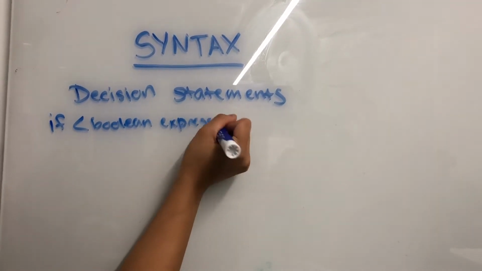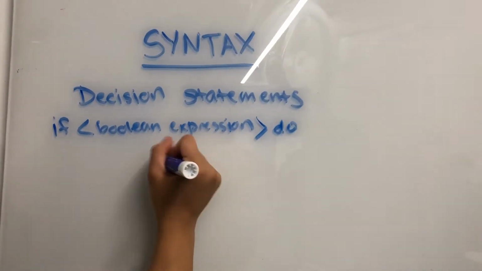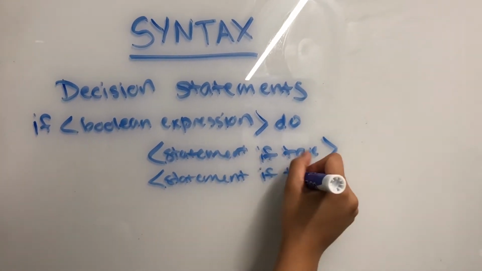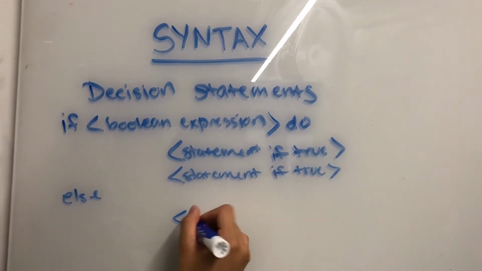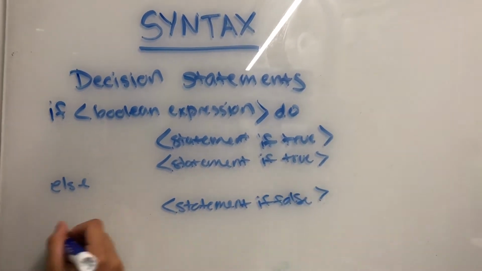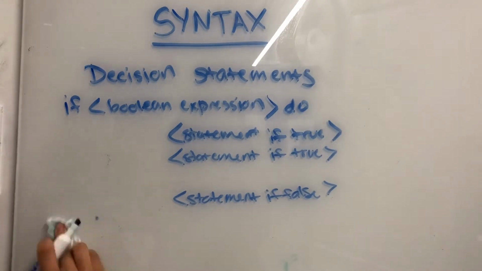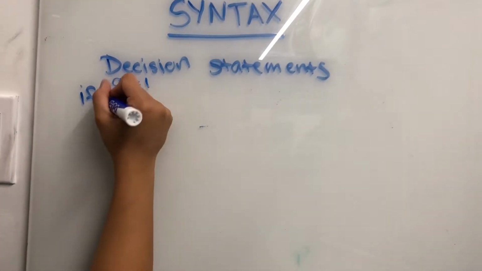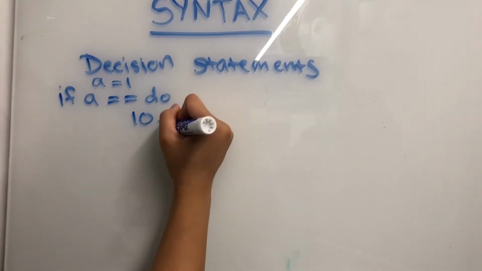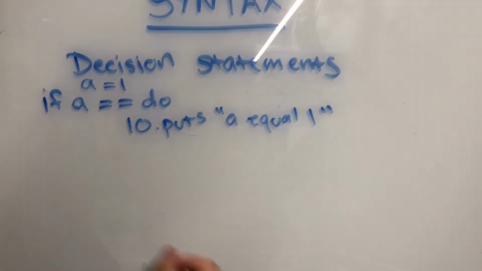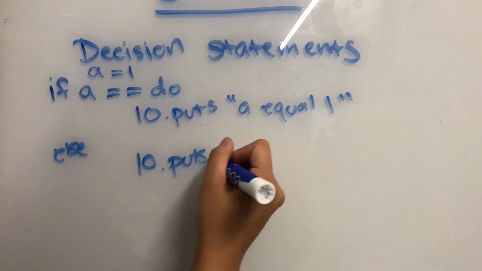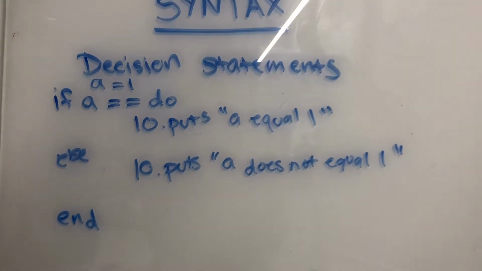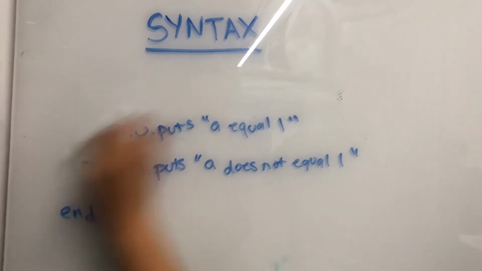Now let's talk about decision statements or if statements. You want to start off with the word if, and then a Boolean expression, and then do, and then indent, and have any statements you want to execute if the Boolean expression is true, and then else, and any statements you want to execute if false, and then the word end at the end. And that'll finish your decision statement. So for example, let's say a is equal to 1. You want to do if a == 1, do IO.puts "a equals 1", else IO.puts "a does not equal 1", and then make sure you have end at the end to make sure it stops running the statement.